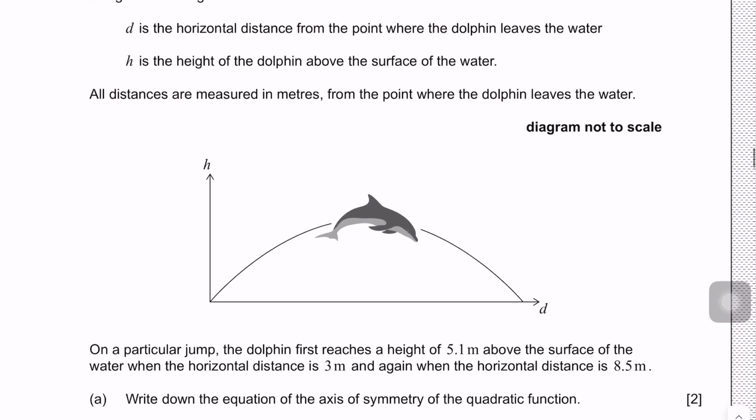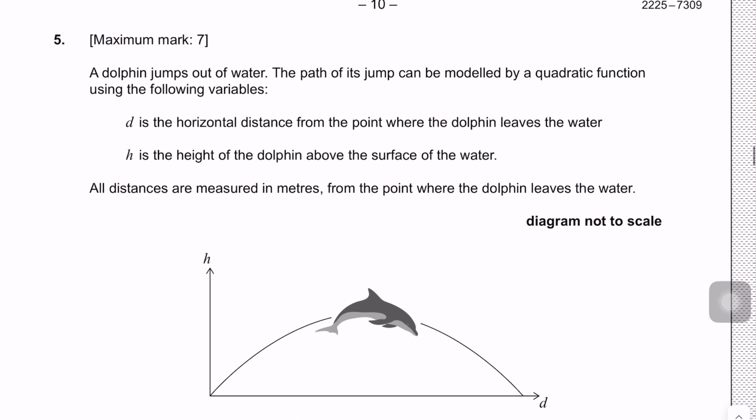All right, let's do question number 5. Okay, here we go.